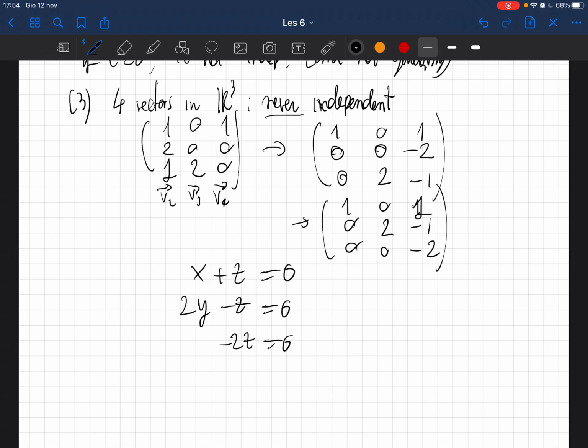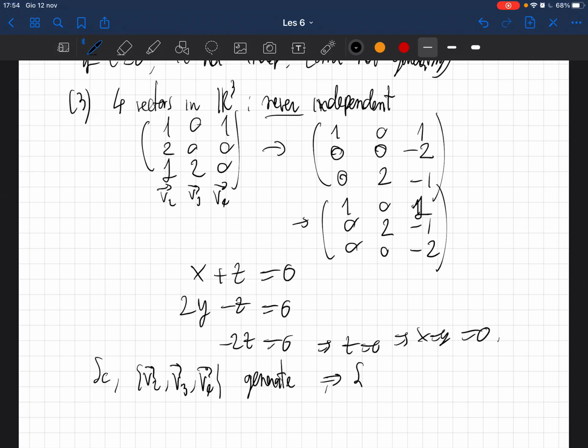And so from here you get z equal to 0, and then you get x equal to y equal to 0. So it's clear now that these 3 vectors are independent, so they generate. These 3 vectors generate. And in particular, if you add a vector to any set of generators, then you get again a set of generators.